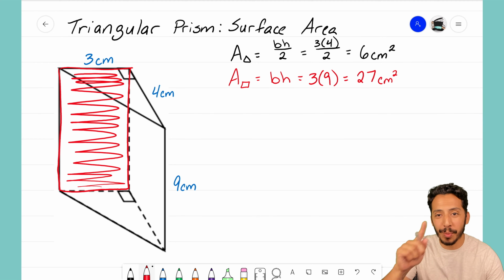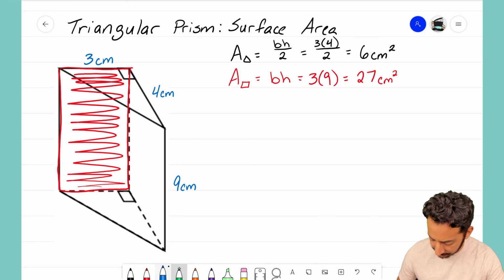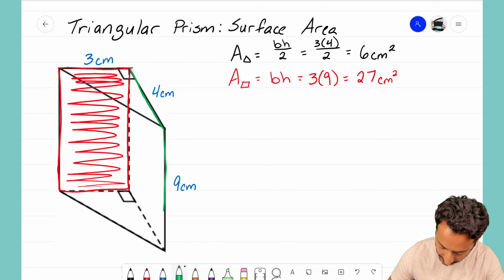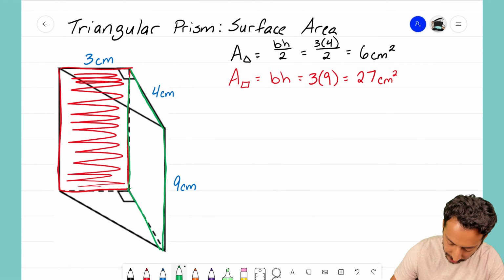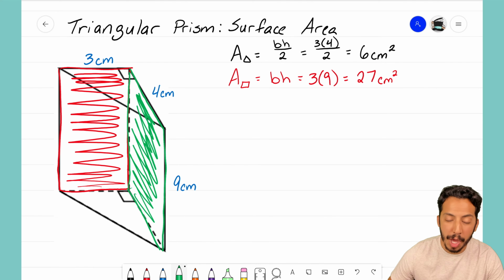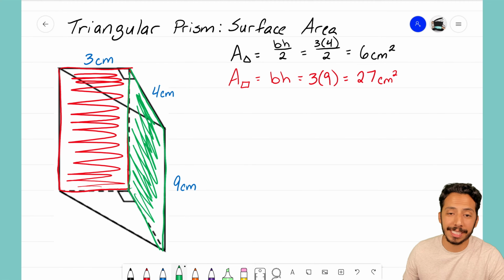So we're almost there. I got one rectangle. Now I have to find the area of another rectangle. Let's go with the rectangle on the right side. Let me trace it out so we can see that. This side rectangle here, we're trying to find the area of this one. Again, surface area means that we add up all of the areas for every single side.